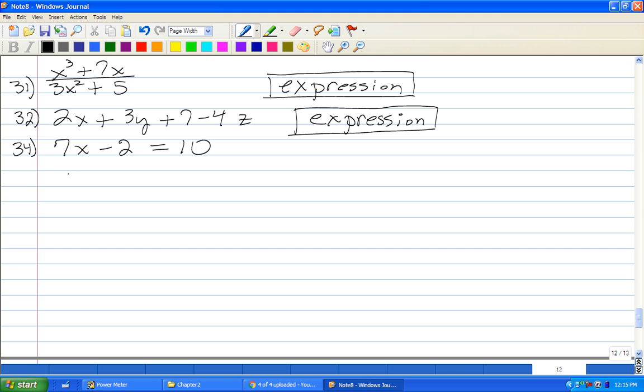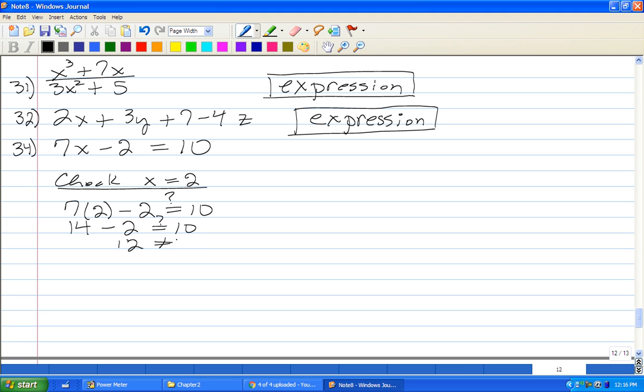Well, let's check if x is equal to 2 is a solution to my given equation. So 7 times 2 minus 2 equal to 10? Well, 14 minus 2, is that equal to 10? 12 is not equal to 10. So the answer is no.